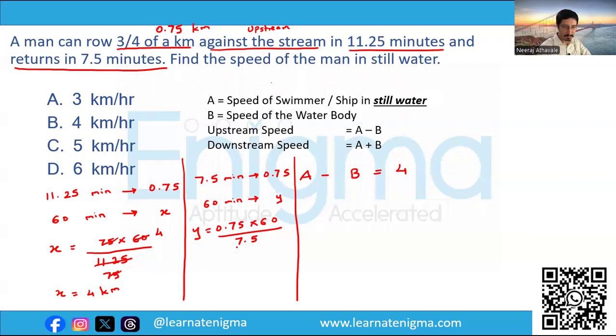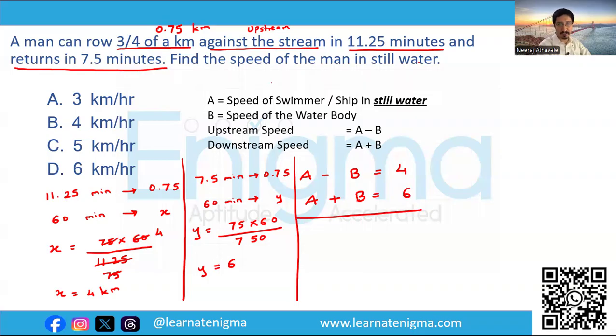So solving this, eliminating the decimal. So here you get 750 and here you get 75. So solving, we get y is equal to 6. So A plus B is equal to 6. That's the equation we get here.